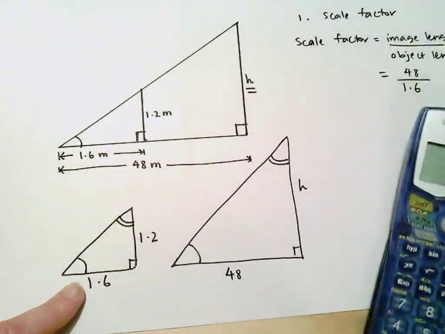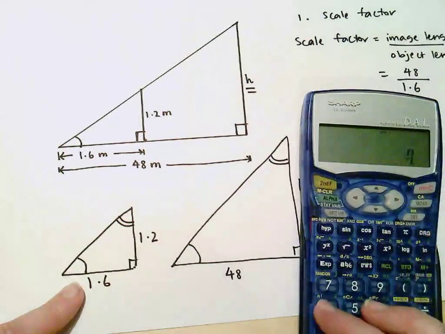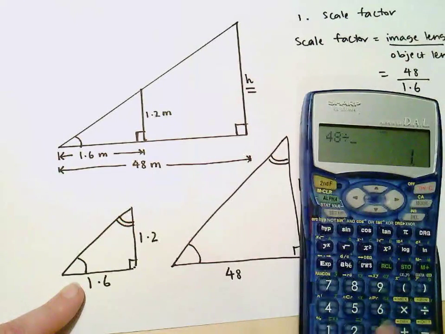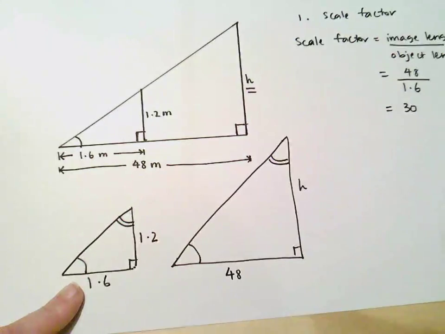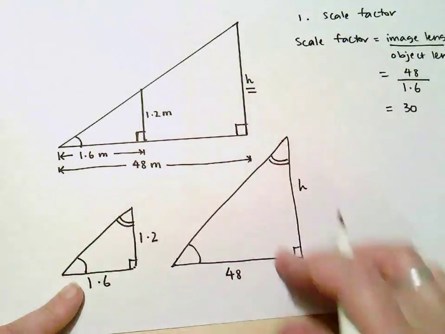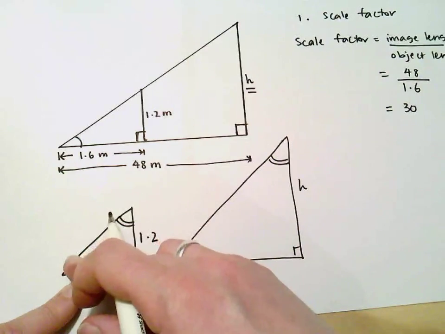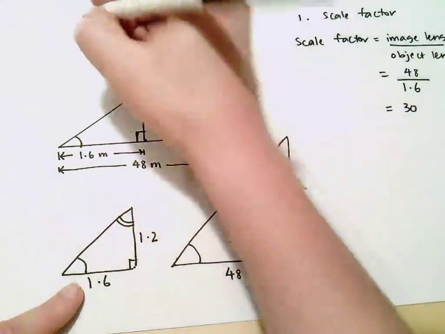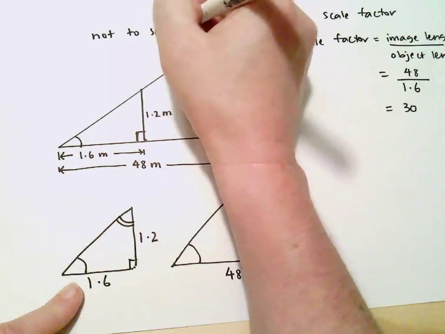So on my calculator, I'm just going to type in what is 48 divided by 1.6. It gives me 30. So this tells me that this triangle, obviously it's not drawn to scale, but this triangle here is 30 times bigger than this one. I should have put here that this is not to scale. Very important words to know.